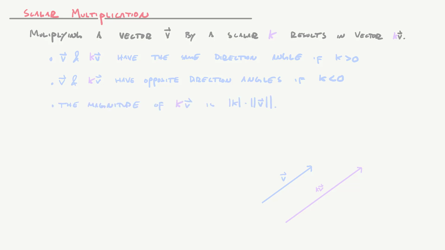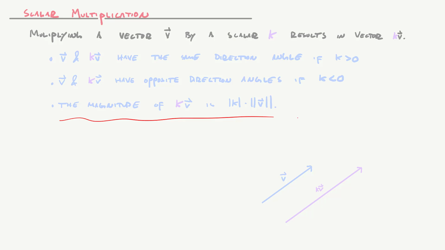And finally, the magnitude of k times vector v is the absolute value of k times the magnitude of v. This is just what I was saying just now. So you're going to get some positive value, whether it's flipped around or not.